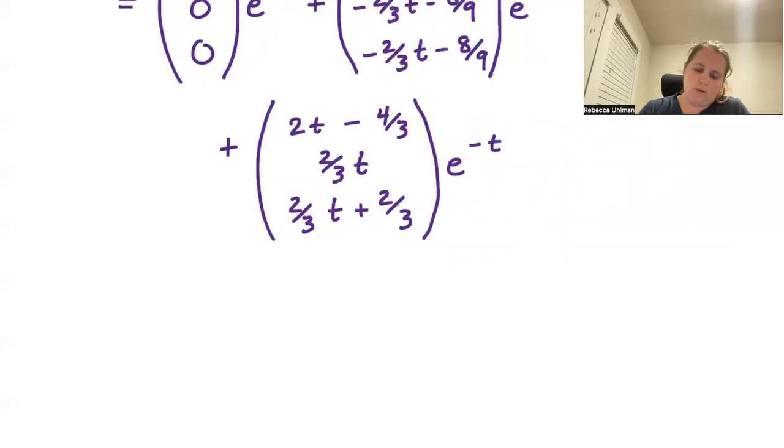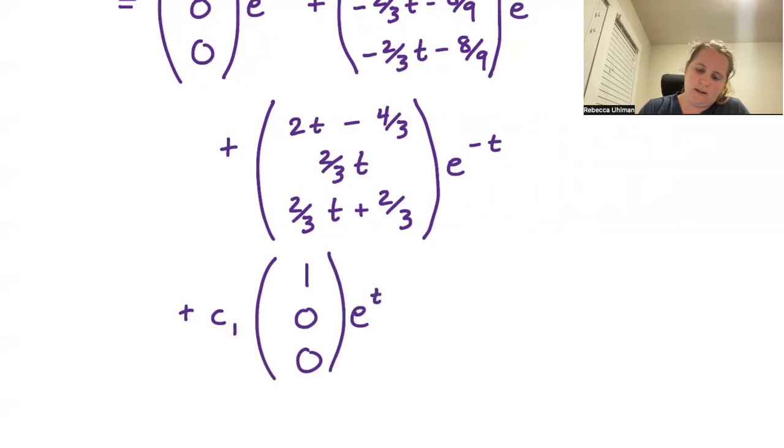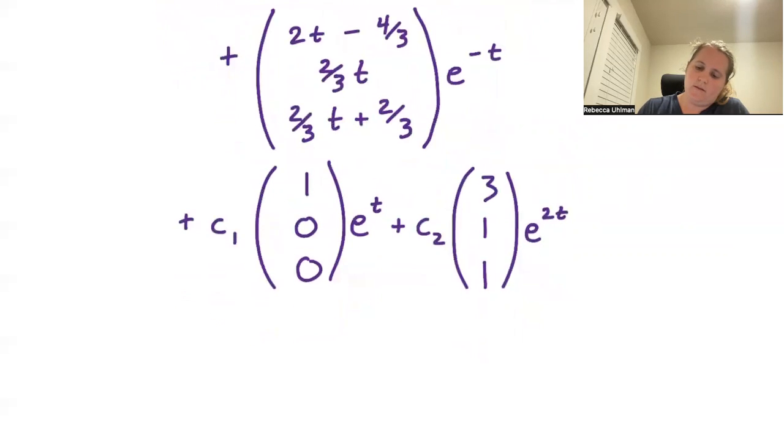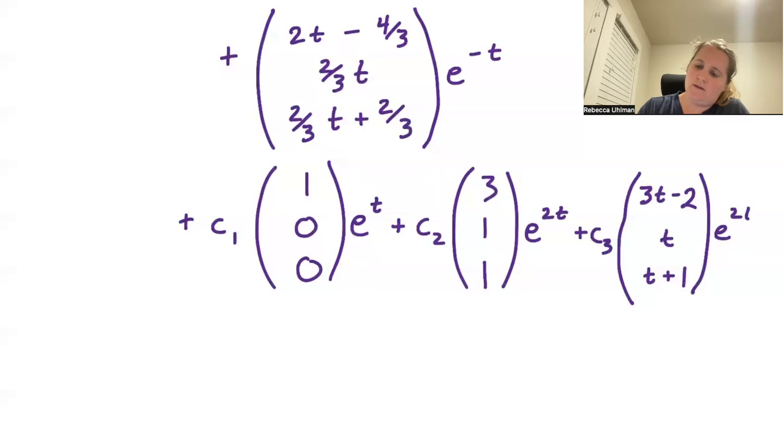And then we have our homogeneous general solution: plus C1 times 1, 0, 0 times e to the t, plus C2 times 3, 1, 1 times e to the 2t, plus C3 times 3t minus 2, 2t, and t plus 1 times e to the 2t.